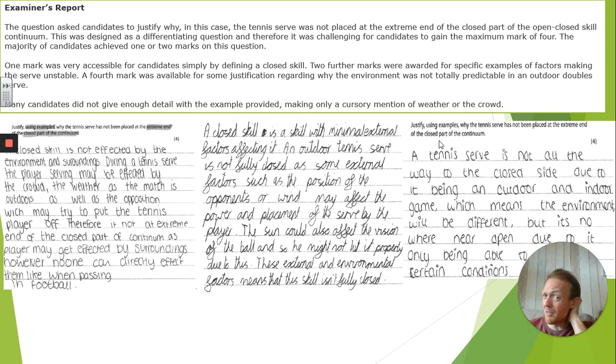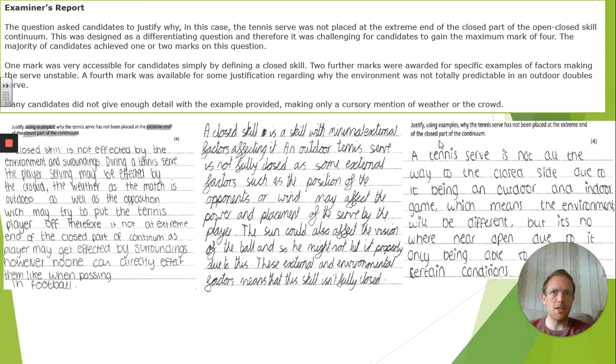So what do we take out of this? We need to take out of it that the examples need to be fully explained and not too short. So it needs a decent explanation. And the 4th mark actually comes from justifying why the environment wasn't totally predictable. Okay. Luckily, there's an easy mark there. The 1st mark is just say what a closed skill is. Okay. So for me, saying what a closed skill is is the first thing you write down. It gets the ball rolling.